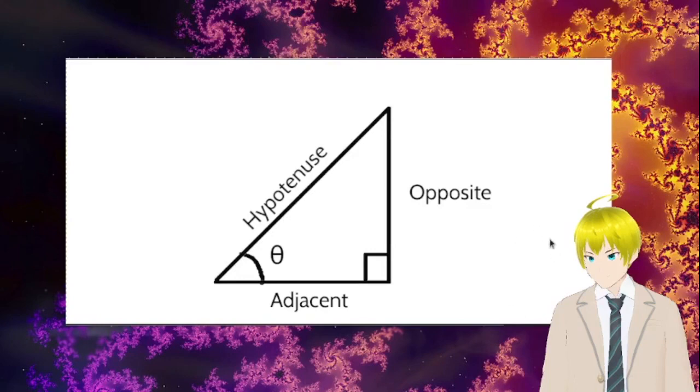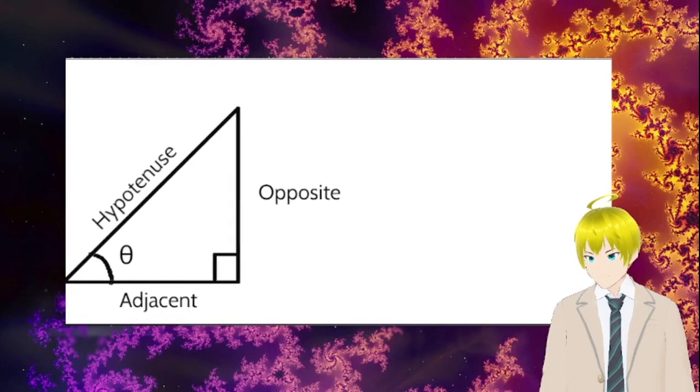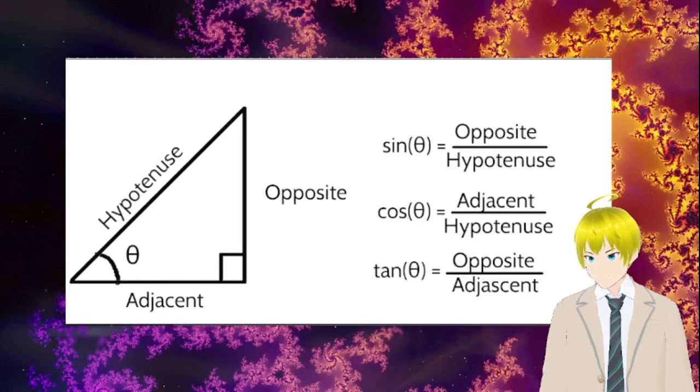So as theta changes, the ratio of these sides will change too. So we define the ratio of the sides in terms of theta. First we have sine of theta, which is the ratio of the opposite side to the hypotenuse. Then we have cosine of theta, which is the ratio of the adjacent side to the hypotenuse. Then we have tangent of theta, which is the ratio of the opposite side to the adjacent side. We don't know how to calculate anything about these yet, but we can get a good first impression at least.